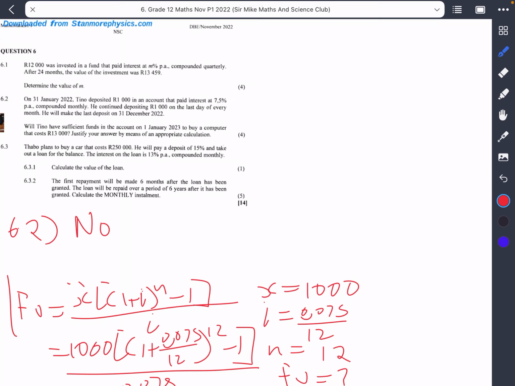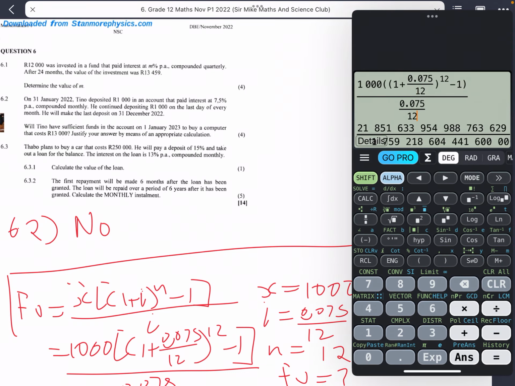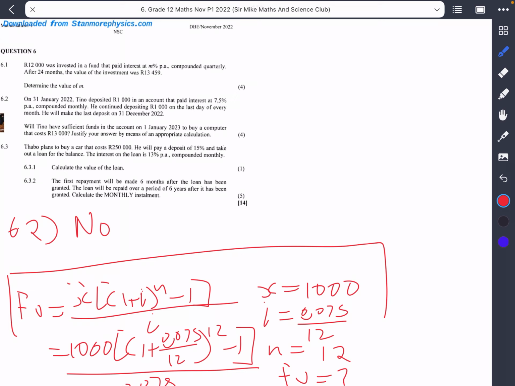So now we would have never known if it was going to be enough, of course, in order to purchase that laptop, which cost 13,000. So the answer for that would be no. All right, let me just erase that again. Let me just erase my lovely timeline there. So would the answer for 6.2 be no? The answer would actually be no. So we justify our answer by that calculation that we have there.